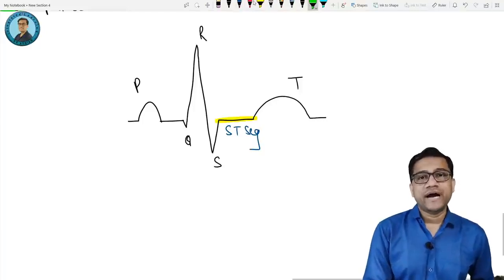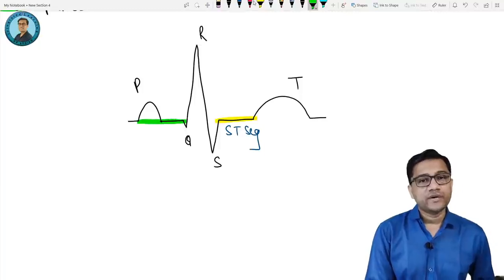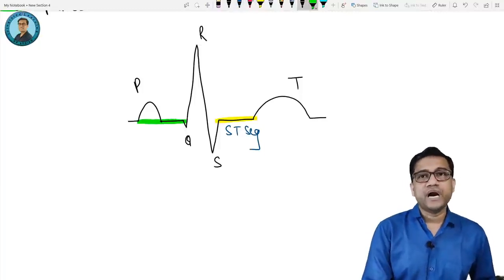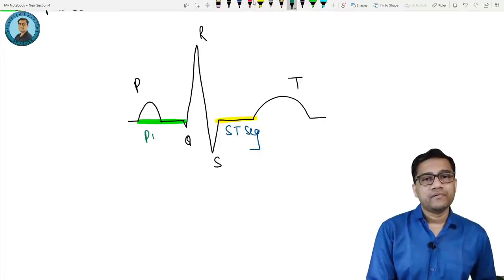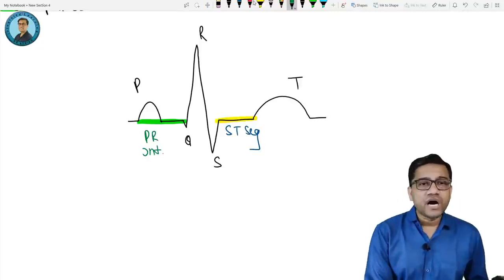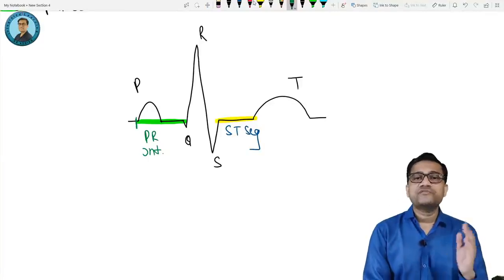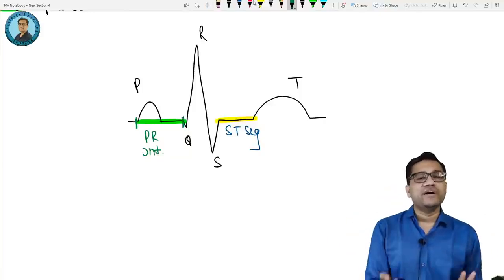And what is that green one I'm making from here to here? This green is the PR interval. Are you clear? So PR is from the start of the P to the start of the QRS complex. It should be ideally this much. Mostly Q is not seen, so you take the starting of R. So you got the idea.